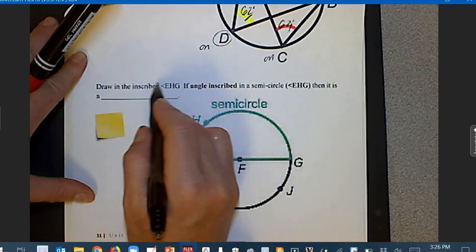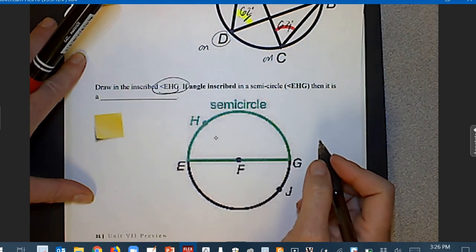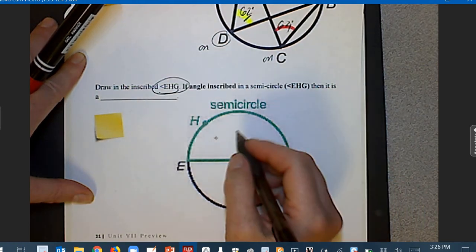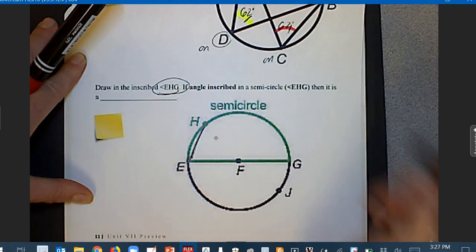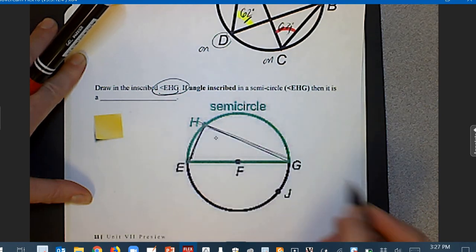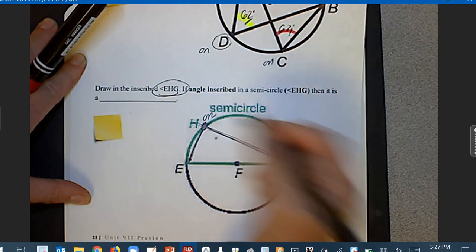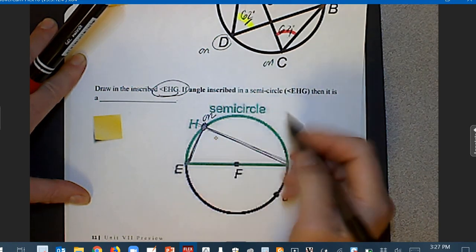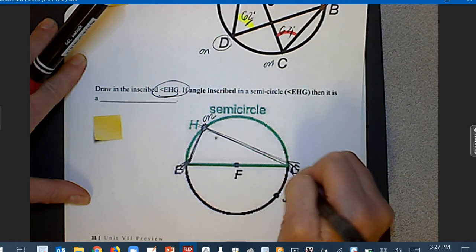We're going to draw an inscribed angle EHG. So go to E, go to H, go to G. This is inscribed. Why? The vertex is on the circle, the arms are in, and the hands, if you will, grab.